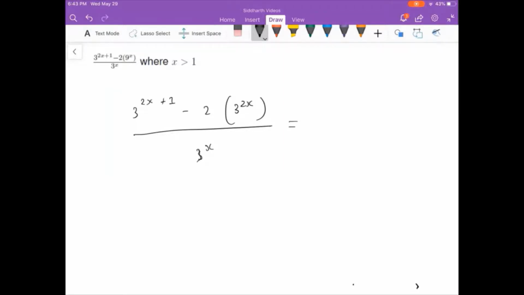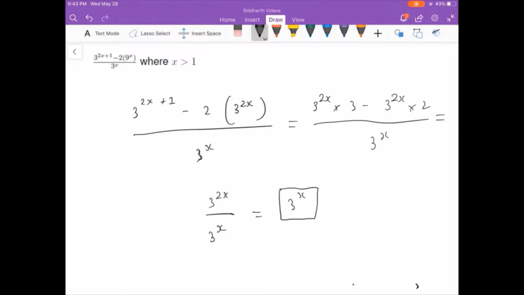This is same as 3 to the power of 2x into 3 minus 3 to the power of 2x into 2 over 3 to the power of x. Now the numerator can be written as 3 to the power of 2x. The denominator is 3 to the power of x. Simplifying this, we get 3 to the power of x, which is our answer.